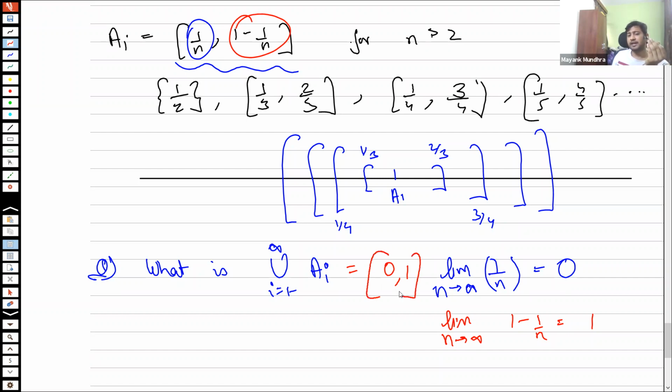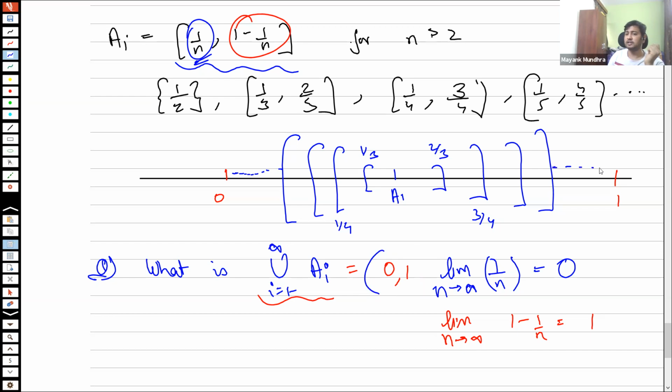Being closed implies that 0 is contained in this union. But it's not. You see, this is my 0 and this is my 1. As you keep increasing n, this boundary keeps on shifting towards the left, but it will never reach exact 0. So 0 cannot be reached for these sets. This infinite union will never reach 0, so it is going to be open at 0.